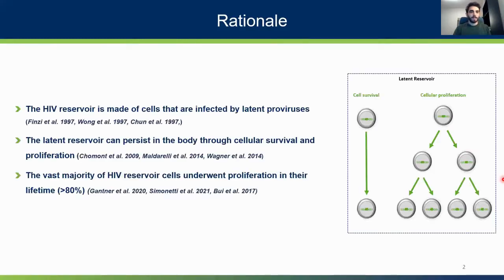So the HIV reservoir is made of cells that are infected by latent proviruses. The latent reservoir can persist in the body through cellular survival and proliferation. That proliferation can be homeostatic or antigen-induced. The vast majority of HIV reservoir cells underwent proliferation in their lifetime. We estimate it to be over 80%, but we know that that number is underestimated.